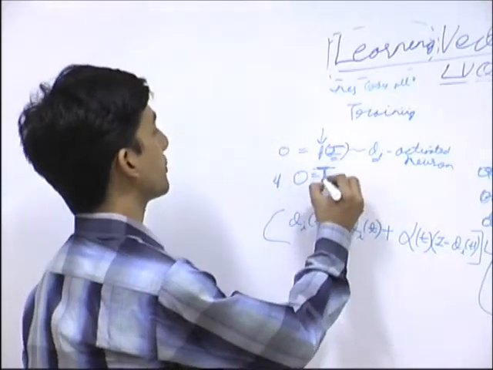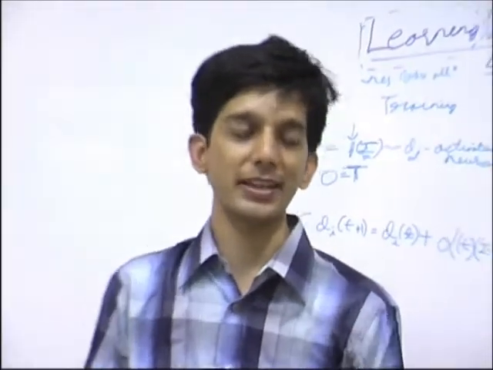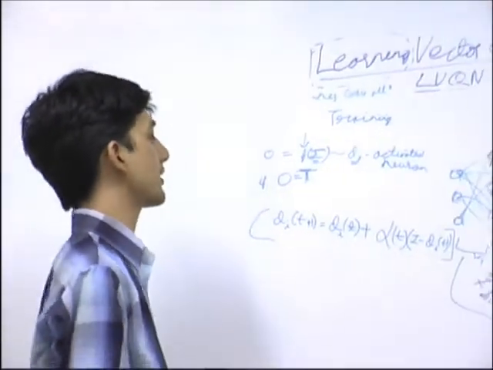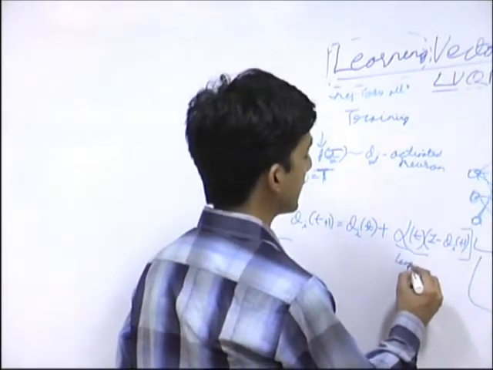This was in case my output was correctly mapped. So if my output is correctly mapped, my input is trying to introduce some of its characteristics towards this neuron. Alpha T is called the learning rate.